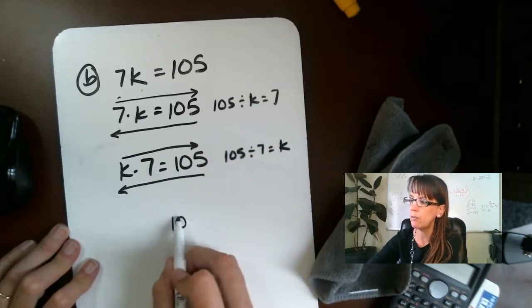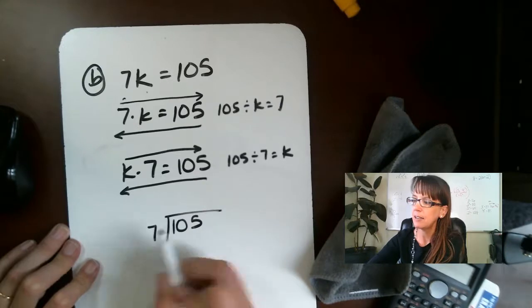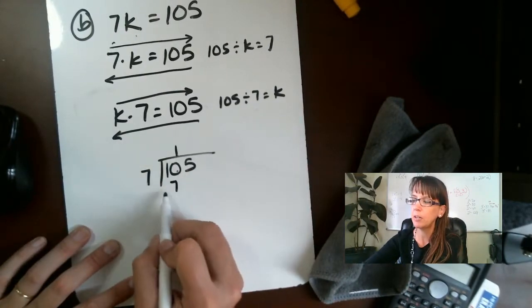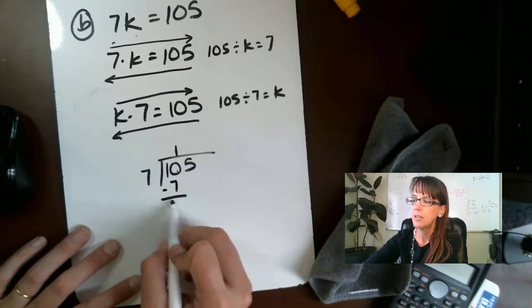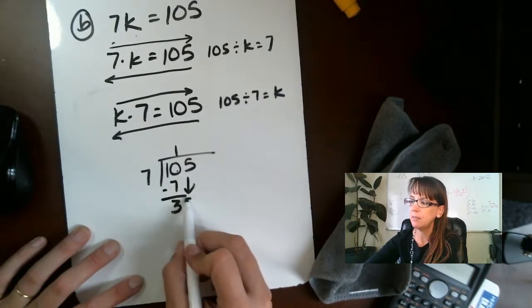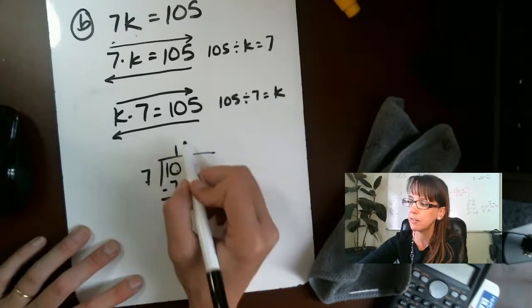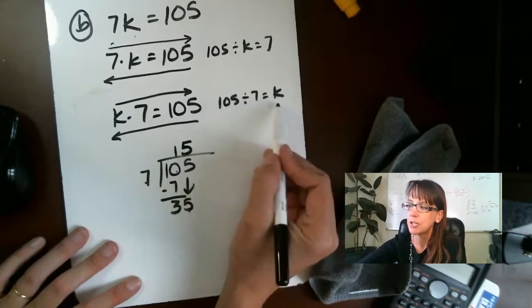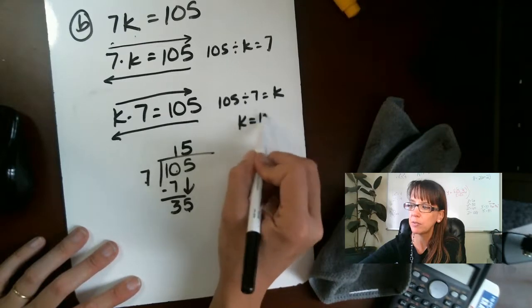So we're going to do 105 divided by 7. 7 goes into 10 one time without going over. 1 times 7 is 7. 3, and when we subtract, we bring down. 7 goes into 35 5 times. So what we're saying here is k equals 15.